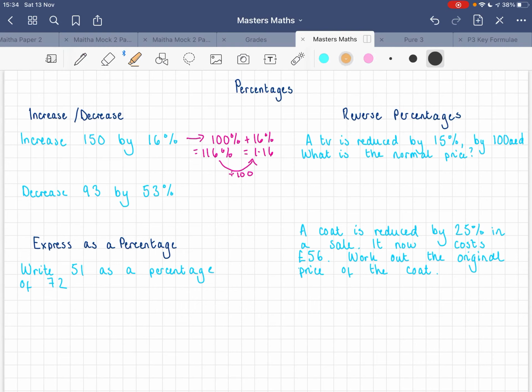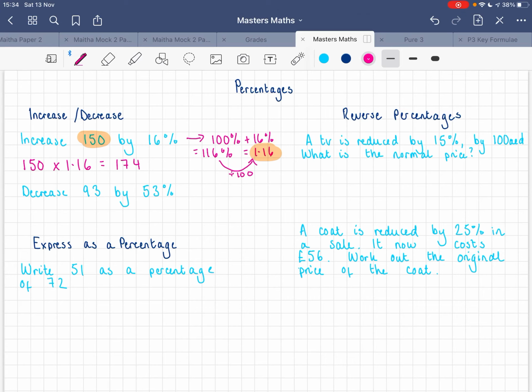I'm then going to take that percentage multiplier. It's the official mathematical name for it. I'm going to multiply it by the amount I was given in the question, which is 150. So I'm going to do 150 multiplied by 1.16, type that into my calculator, and it does it all in one step for you. So that gives me 174. So that is my answer, 174. I've taken an original amount, I've added on an extra 16%, and I got 174.